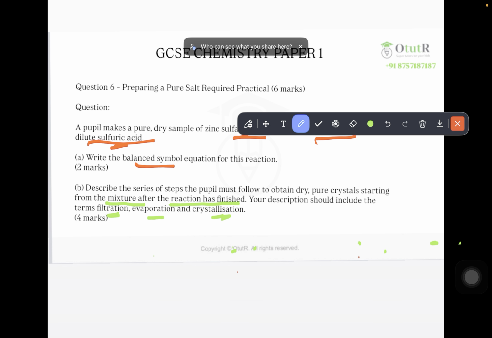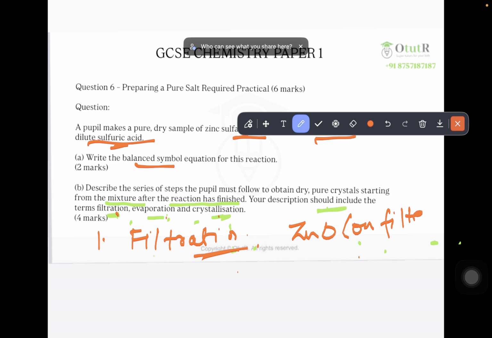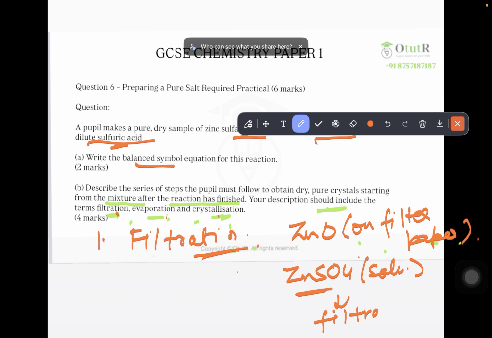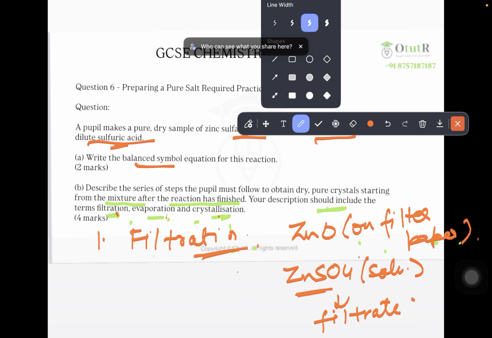First, we'll talk about filtration. What is filtration? In filtration, we pour the reaction mixture through filter paper and the unreacted zinc oxide remains on the paper. The zinc sulfate solution passes through as the filtrate. So we have zinc oxide which will be on the filter paper, whereas ZnSO4, which is the solution, will pass through as filtrate.